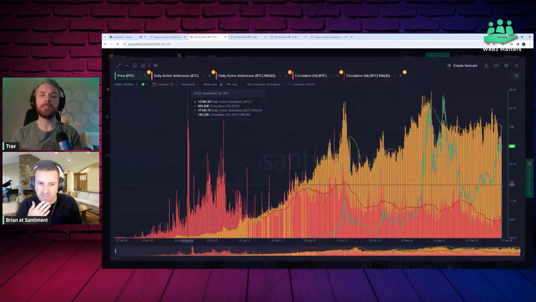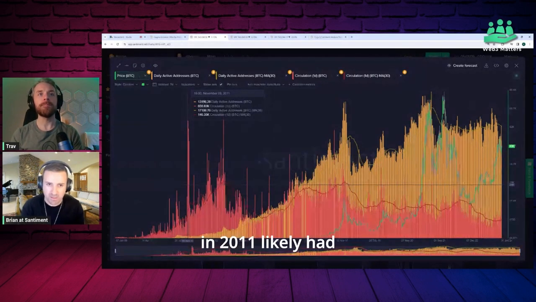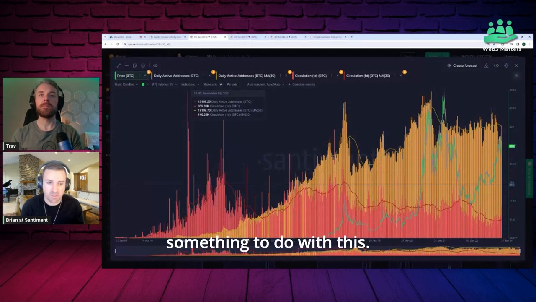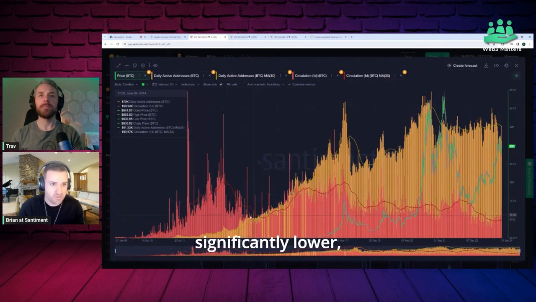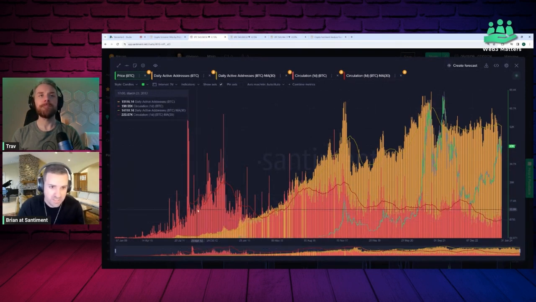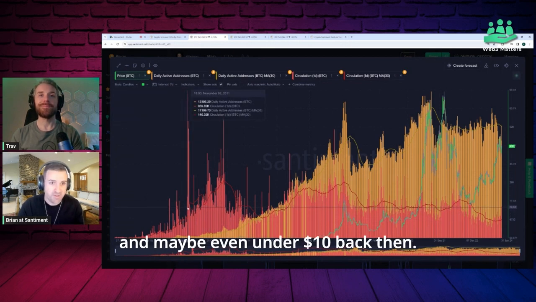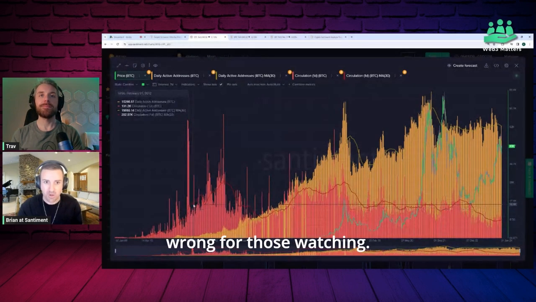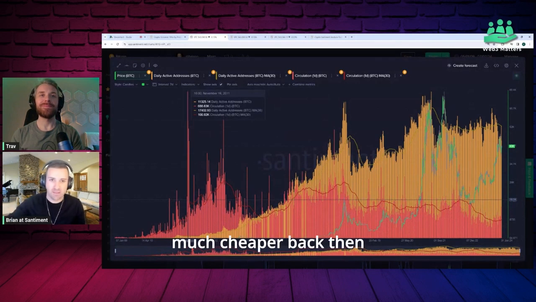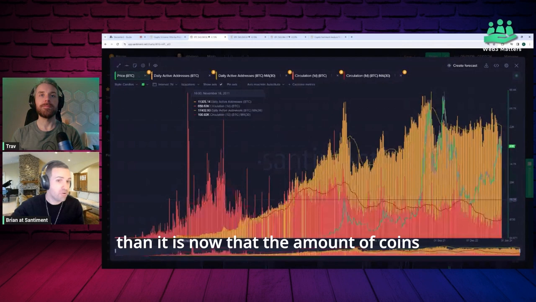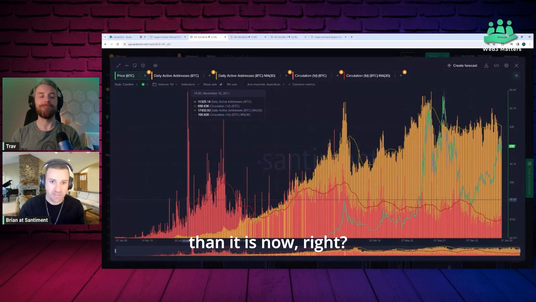Yeah, that's a great question. I've wondered that myself. I know that Mt. Gox and the hack that happened way back in 2011 likely had something to do with this. Obviously, with Bitcoin's price being significantly lower, our price data only goes back to 2013, but I know it was like under $100 and maybe even under $10 back then. Don't correct me if I'm wrong, for those watching. But it was obviously so much cheaper back then than it is now that the amount of coins that could be moved affordably for people was infinitely easier than it is now, right?